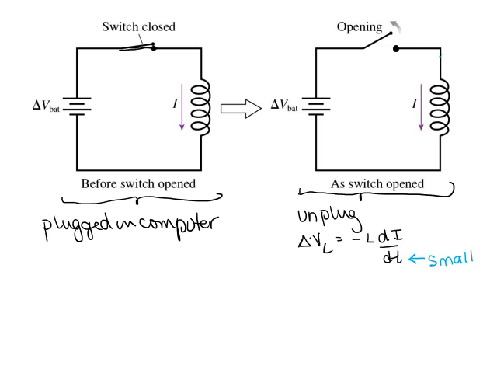And our change in current is also pretty big because our resistance is going to be pretty small. So what we end up getting is a very big potential difference across the inductor. And if we get a big potential difference across the inductor, we're also going to get a big potential difference across the gap between the wall and the plug.